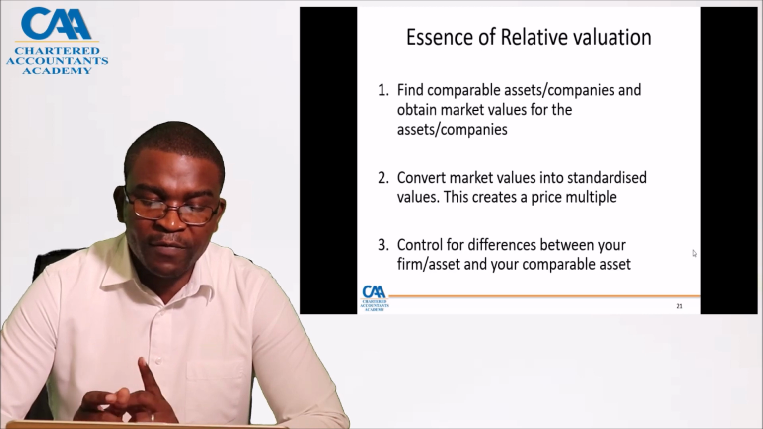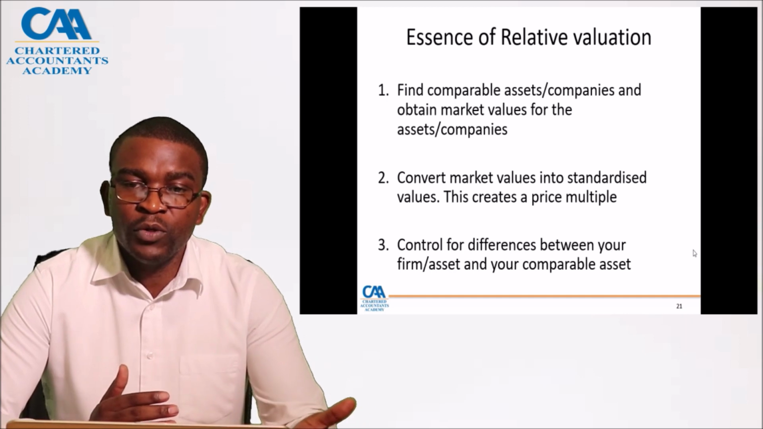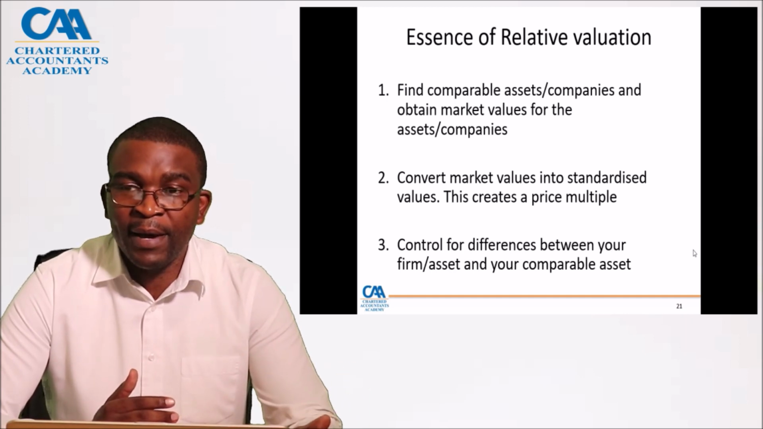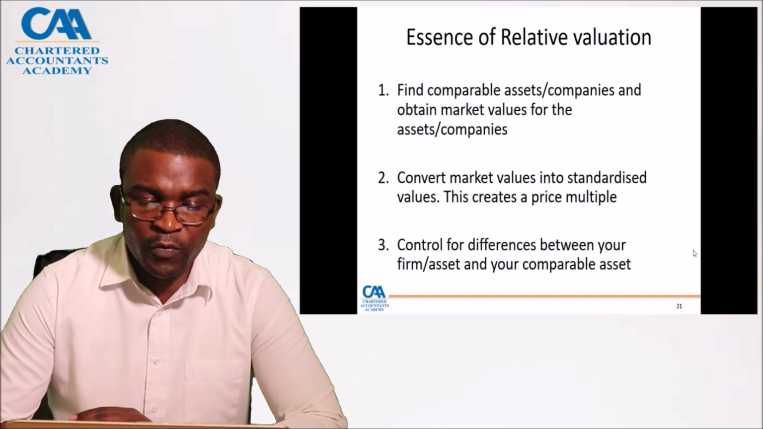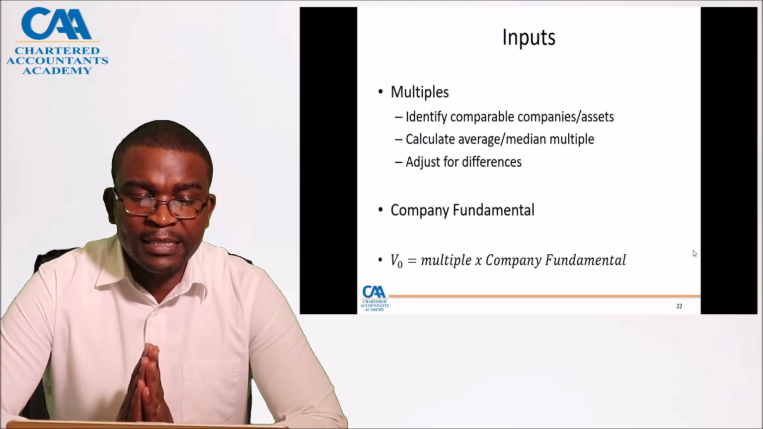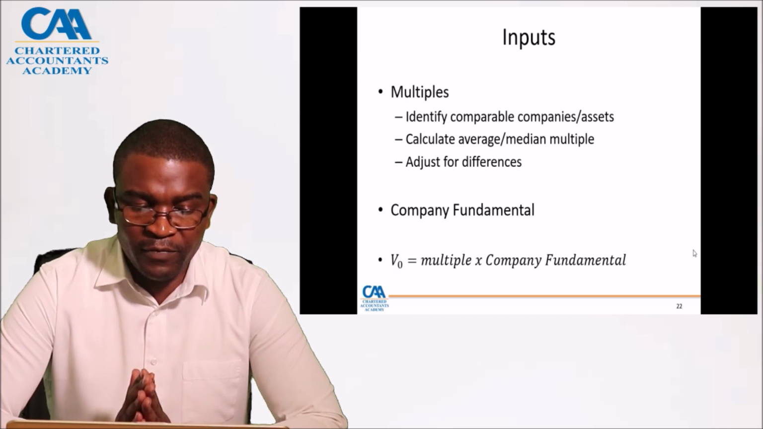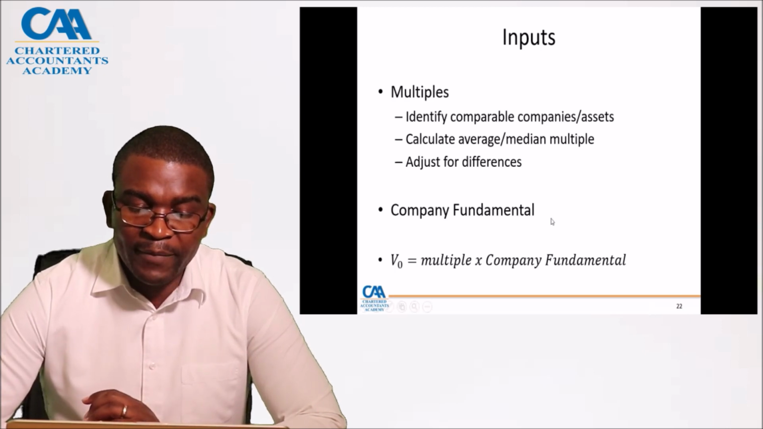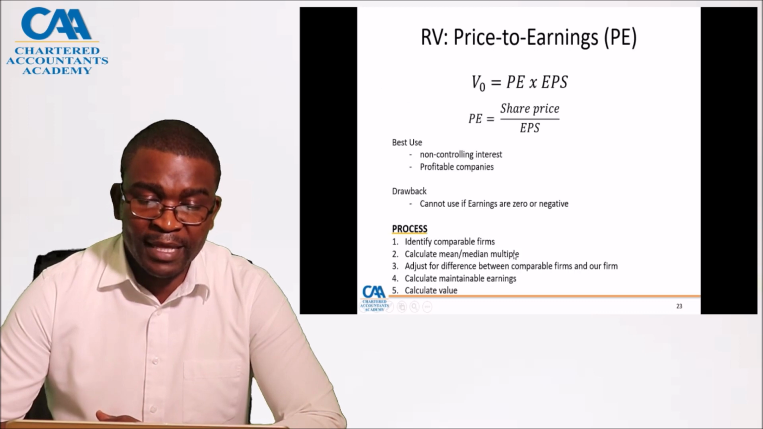Control for differences between your firm and asset and your comparable asset. So you begin to compare what is the difference between the one that I'm using as a comparable asset and my asset, and you can now make the necessary adjustments. So these are the 3 steps that you need to follow, and it becomes simple. So when you talk about multiples, you're talking about identifying comparable companies, calculating the average or median multiple, and adjusting for differences based on the company fundamentals. So in this case, the fundamental that we're going to be looking at is the multiple that you've multiplied by that company fundamental, and I'll explain that as you see.